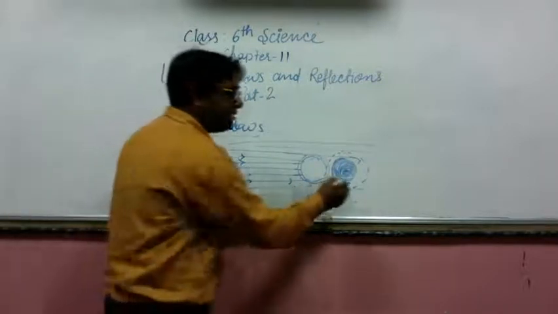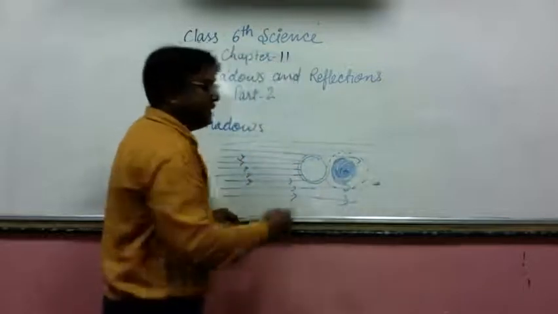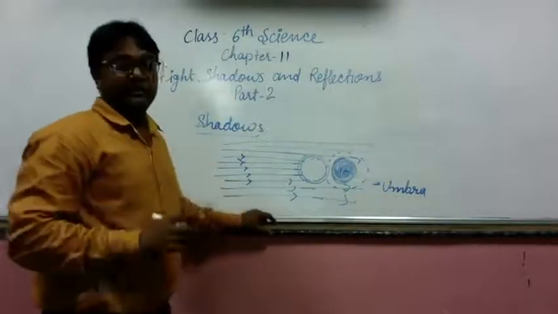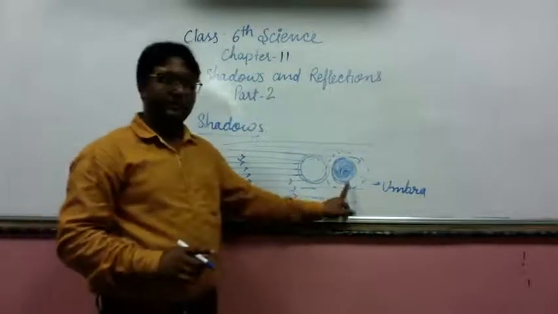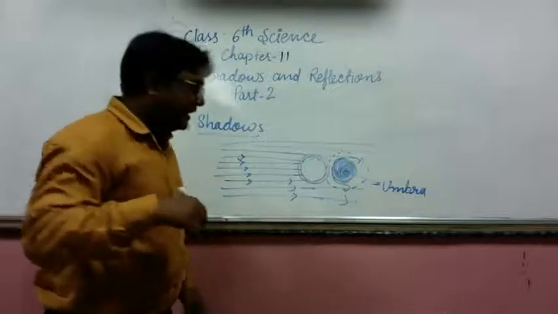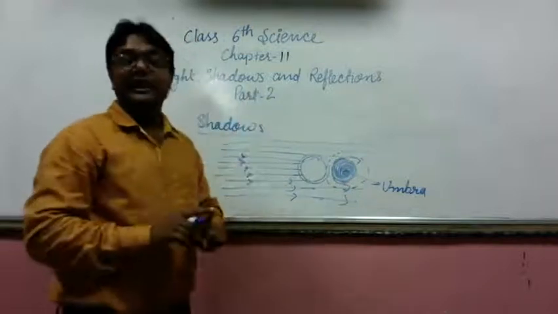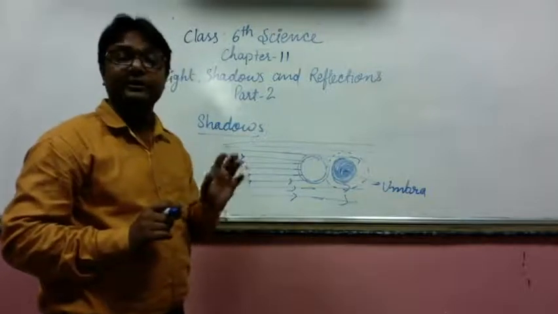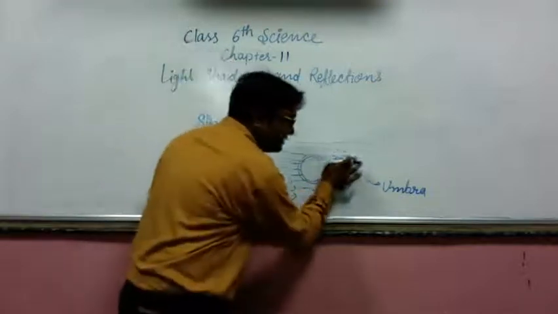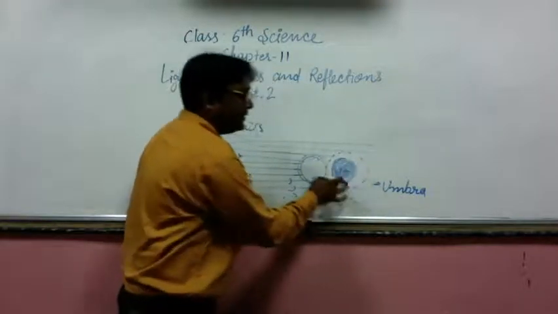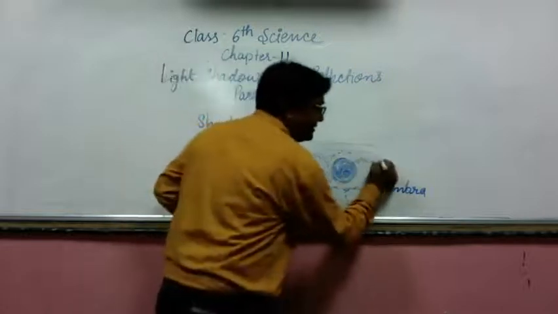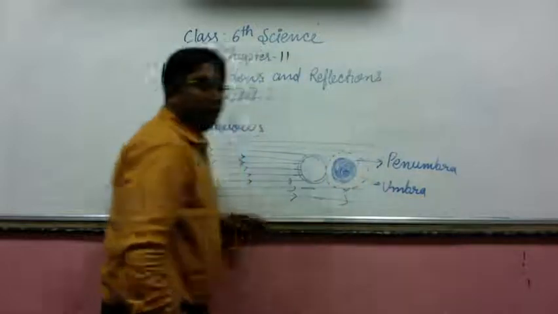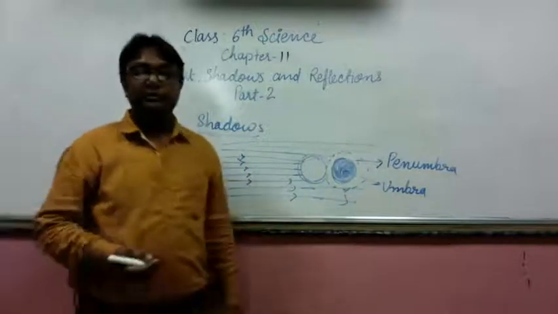So the dark region of the shadow is called umbra. What are we calling it? Umbra is the region of the shadow which is dark in color, and this umbra is surrounded by the light part of it, where the shadow becomes lighter in color. So this is not the dark region surrounding the shadow. This is called penumbra. Hope these two terms are also clear to you.